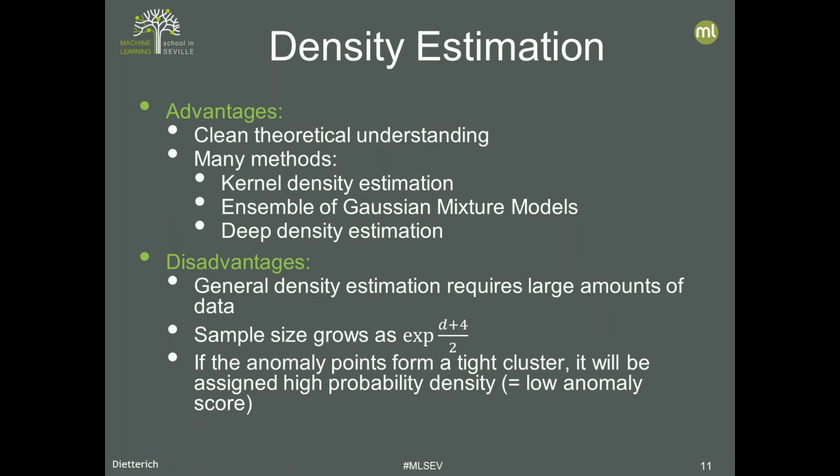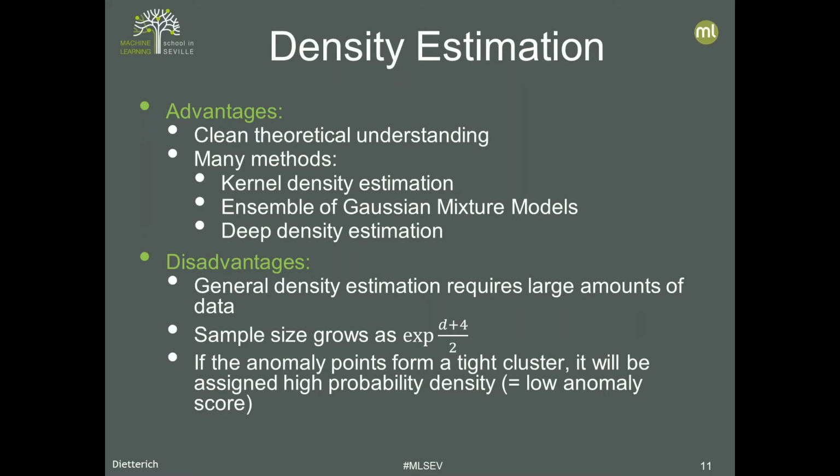So density estimation is very elegant, and there are many other methods. You can fit ensembles of Gaussian mixture models. You can use neural networks to do deep density estimation. But the disadvantages are that in general, density estimation requires a huge amount of data. For kernel density estimation, the sample size grows exponentially in the dimension of the data. So if we had 100-dimensional feature vectors, we would need e to the 104 divided by 2, so e to the 52 power amount of data.